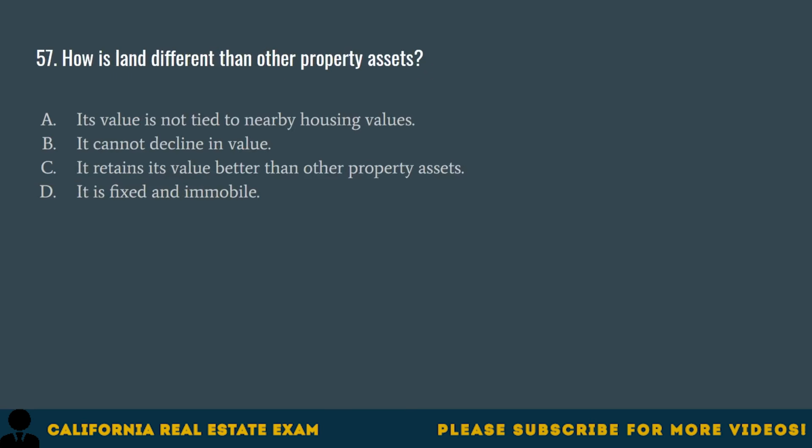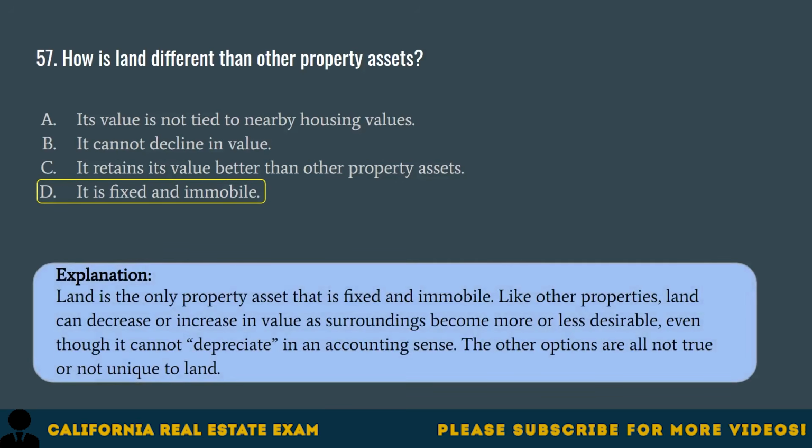Question 57. How is land different than other property assets? A. Its value is not tied to nearby housing values. B. It cannot decline in value. C. It retains its value better than other property assets. D. It is fixed and immobile. The correct answer is D. It is fixed and immobile. Land is the only property asset that is fixed and immobile. Like other properties, land can decrease or increase in value as surroundings become more or less desirable, even though it cannot depreciate in an accounting sense. The other options are all not true or not unique to land.